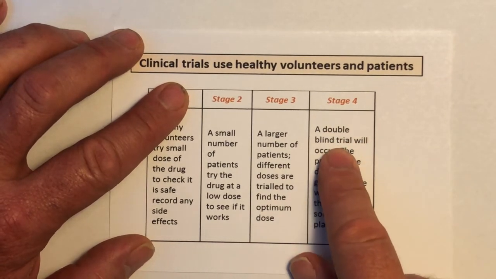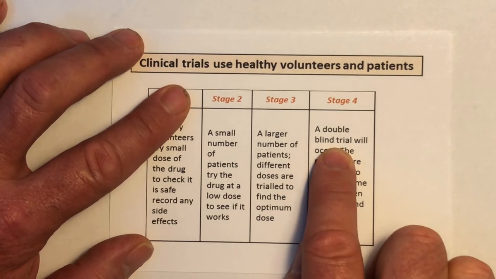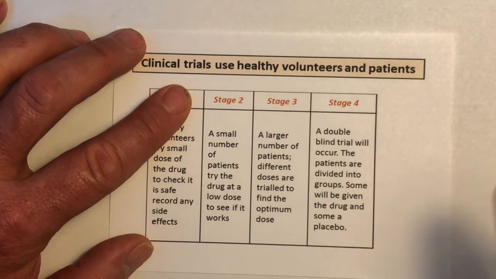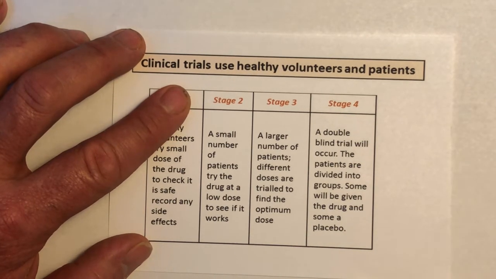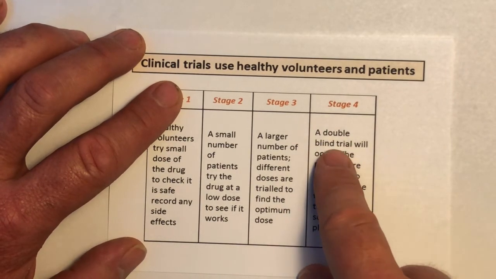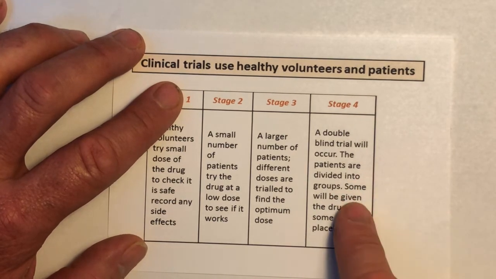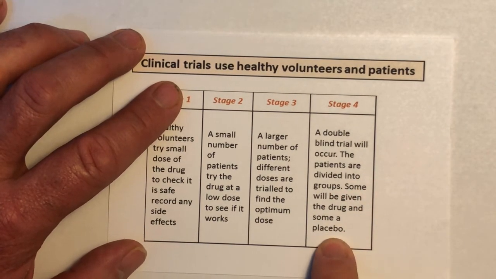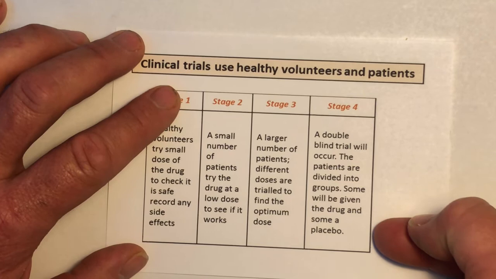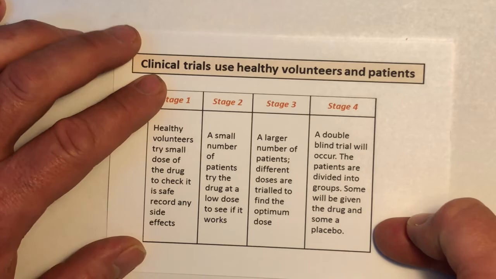A double-blind trial is when the doctor, whoever is actually giving the medicine, doesn't know what is actually being given, right? Because if I was the doctor giving somebody some paracetamol and said, here's your paracetamol, it's a placebo, so it ain't going to make any difference, that would influence the result. Double-blind takes away any influence of anybody else. The patients are divided into groups. Some will be given the drug and some a placebo. Once stage 4 has gone through, the drug will be ready for applying and marketing to the wider community.